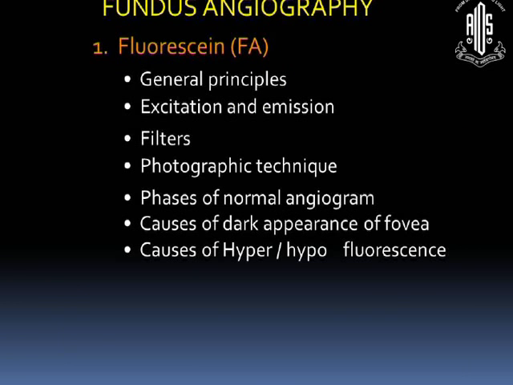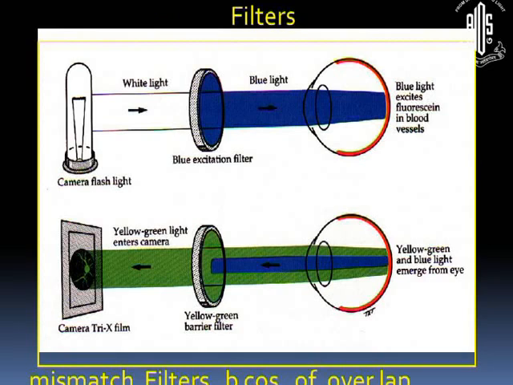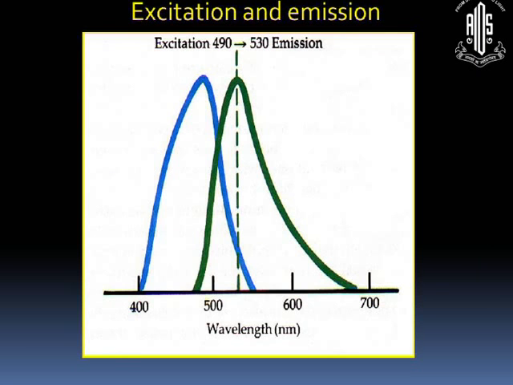Fundus angiography general principles, as already discussed: excitation, emission, filters, photographic technique, phases of the normal angiogram, cause of the dark appearance of the fovea, hyper and hypofluorescence. That's what we are going to discuss now. The filters, already covered, are a blue excitation filter and a yellow-green barrier filter, so you have a better view of the fluorescence. And not to miss, there is a wavelength overlap between the excitation and the emission.